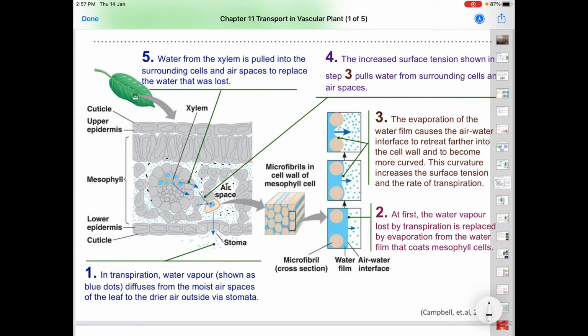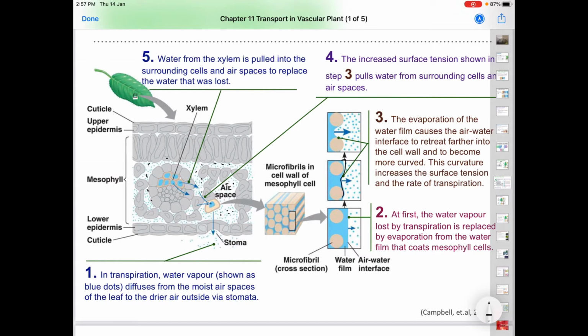At first, the water vapor lost by transpiration is replaced by evaporation from the water film that coats the mesophyll cell. The evaporation of the water film causes the air-water interface to retreat farther into the cell wall and to become more curved. This curvature increases the surface tension and the rate of transpiration.